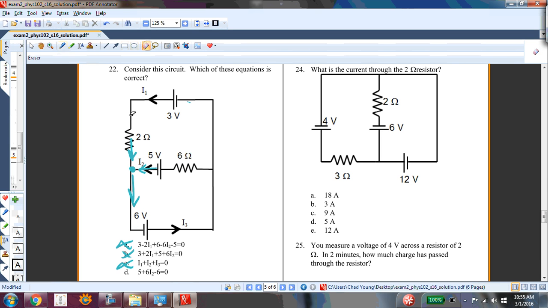Hopefully this last one is right, huh? 5 plus 6I2 minus 6. 5 going in this direction, plus 6I2. That's right, I'm going against the current. Minus 6. Oh, that's the winner, so D is the right answer for 22.